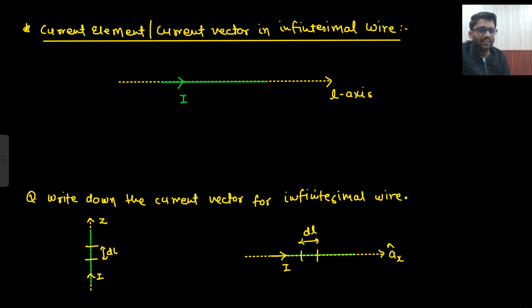So current is a tensor quantity. In the first lecture I told you current is a tensor quantity, but now I have shown here the current vector. Current vector in an infinitesimal wire. Infinitesimal meaning very small. What is the meaning of infinitesimal? Very small.